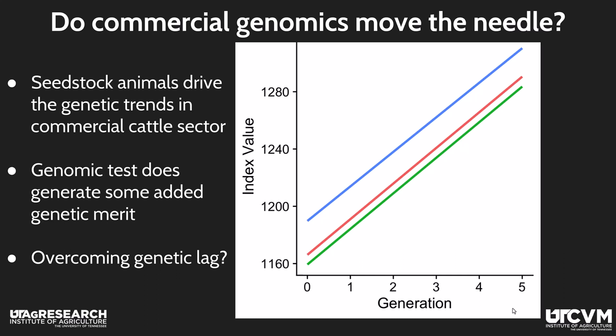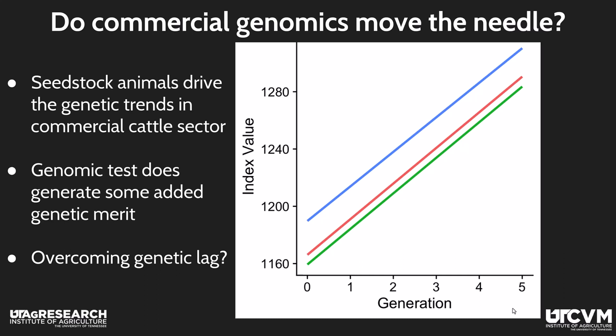What you'll see is that the 3 slopes of these lines are identical. That tells me that regardless of how we're selecting replacement females, most of that genetic progress is coming from the seedstock bulls that we bring into our herd.